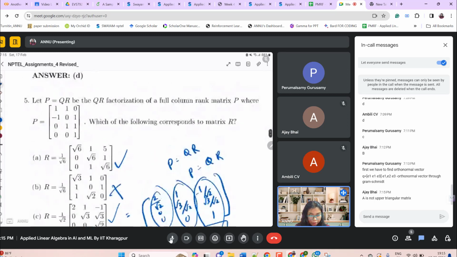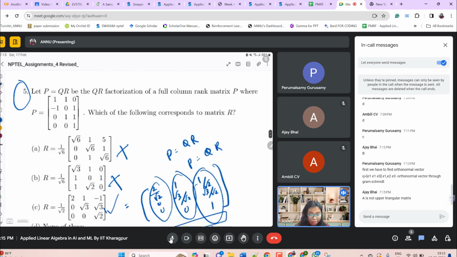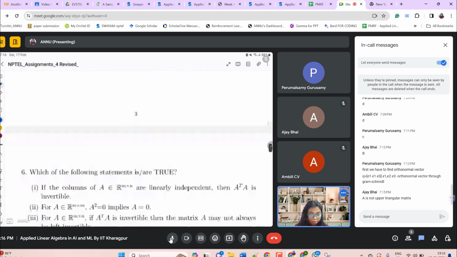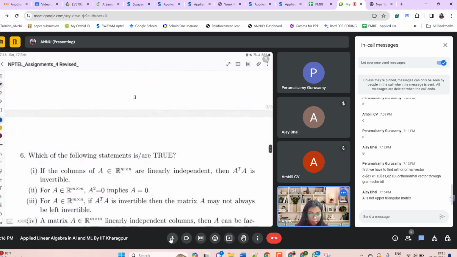Okay, so this question I'll deal with in the next class. A is not an upper triangular matrix. So yeah, the answer will definitely be this one. Since in QR decomposition P equals QR, Q should be orthogonal and R should be upper triangular. Okay, I think I have taken some questions that are not related to this week.